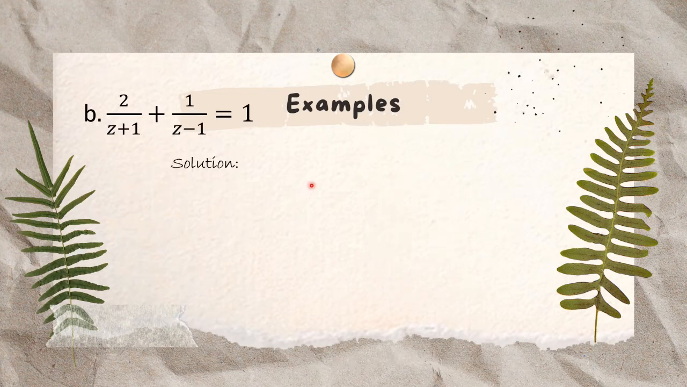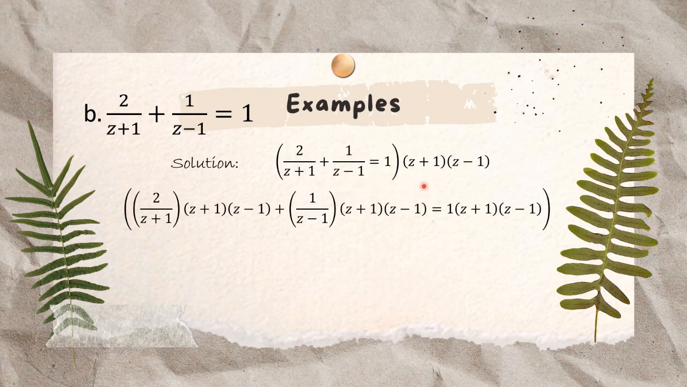We have here the next example. 2 over z plus 1 plus 1 over z minus 1 is equal to 1. In this example, I'm going to follow the steps in solving rational equations. The first step is to find the LCD. Since the denominators of these given fractions are not divisible by each other, therefore the LCD is the product of the denominators. After finding the LCD, we're going to multiply the LCD to each term.